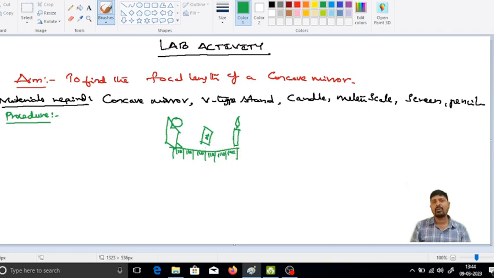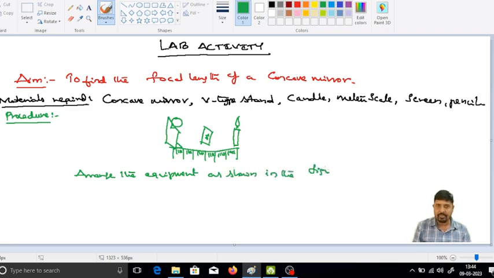Okay, now our diagram is over. So here write, arrange the equipment as shown in the figure. Better not to write that you take that there, and here, this you have to take here, and all this no need. You have to run the diagram. Just write arrange the equipment as shown in the figure.